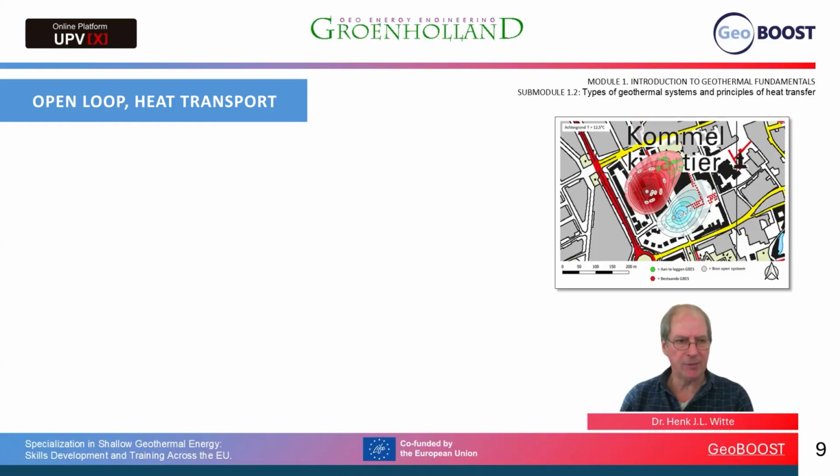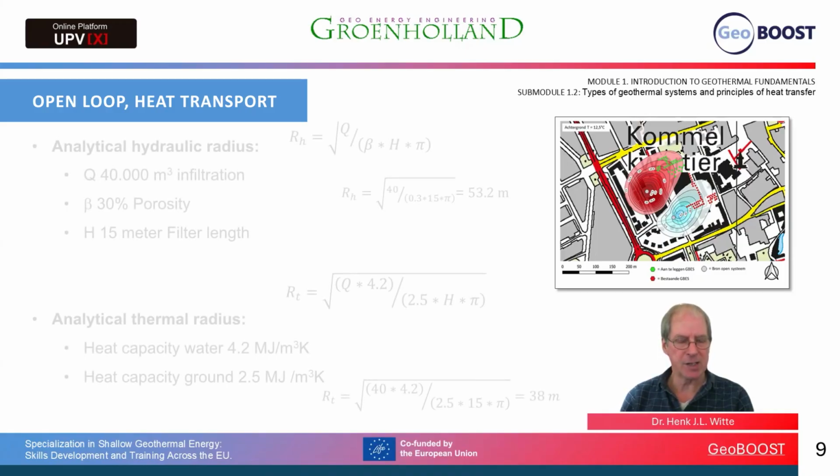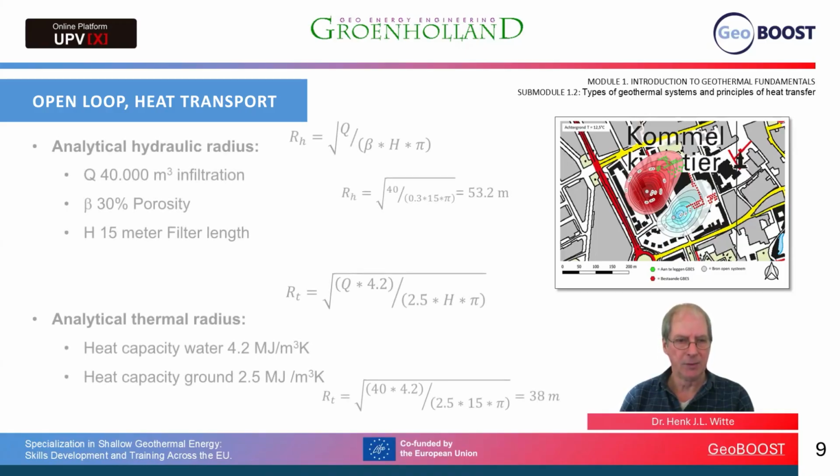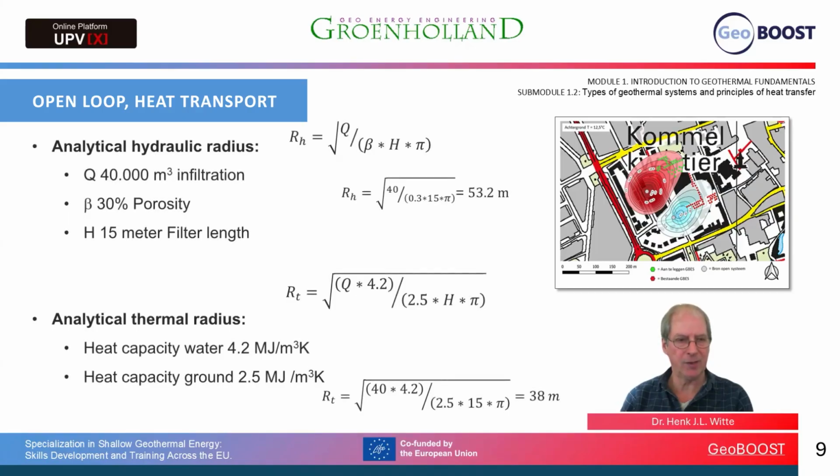Example using analytical models: fairly straightforward equations where the hydraulic radius is a function of the total volume of groundwater pumped, the total volume of groundwater infiltrated, the porosity of the aquifer, for instance 30% porosity, and H, the filter length, for instance 15 meters filter length. So plugging these values into the equation, we get a hydraulic radius of around 53 meters.